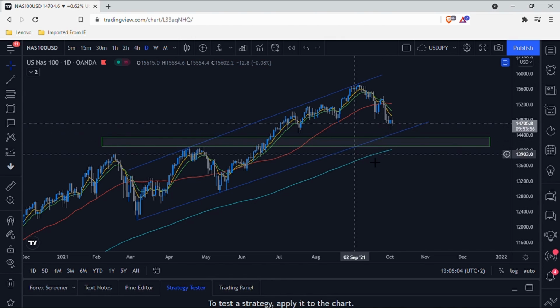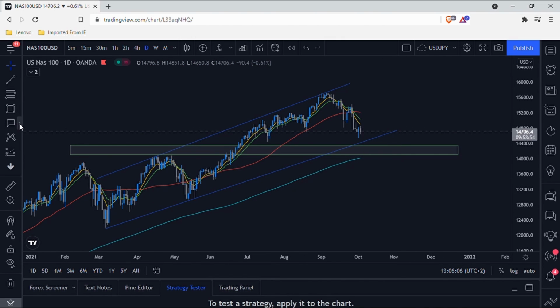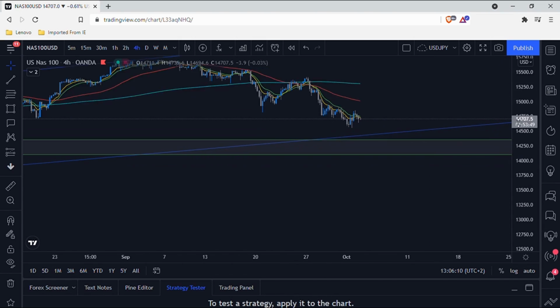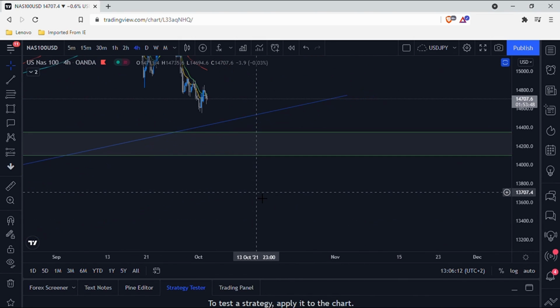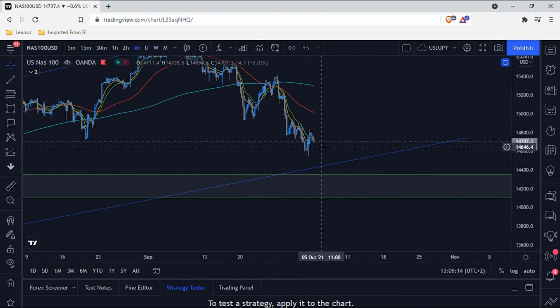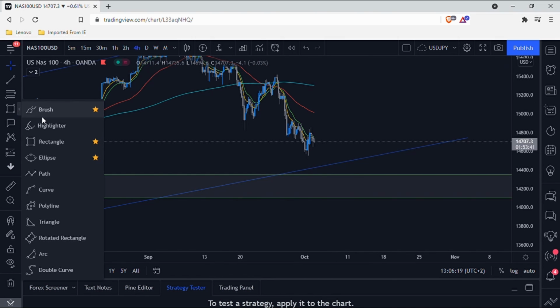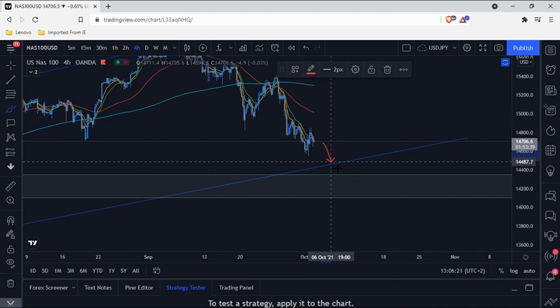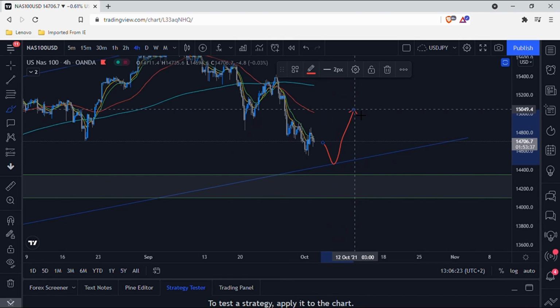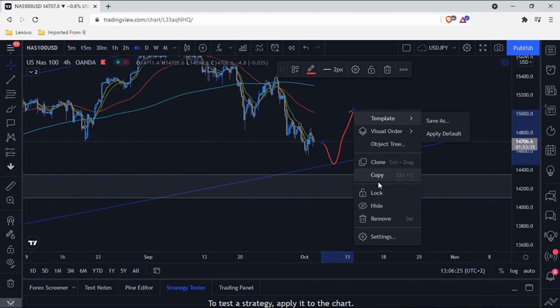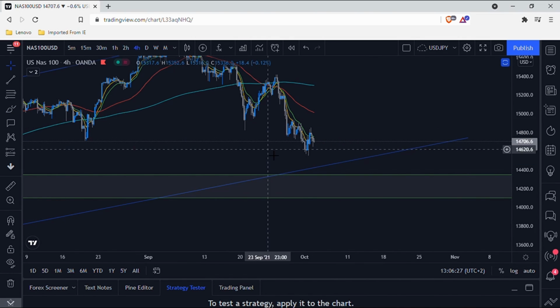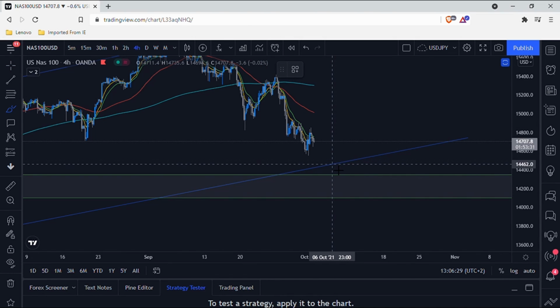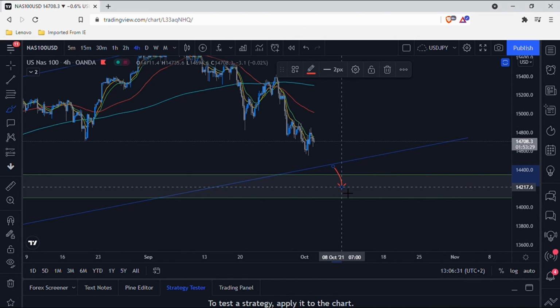One of two things can happen. For this I need to go into the 4-hour chart. The first thing here would be that we continue to the downside, right? Like this, continue to the downside here, touch the trend line and then go up, right? The second scenario would be a break of this line and come into the support area, right?